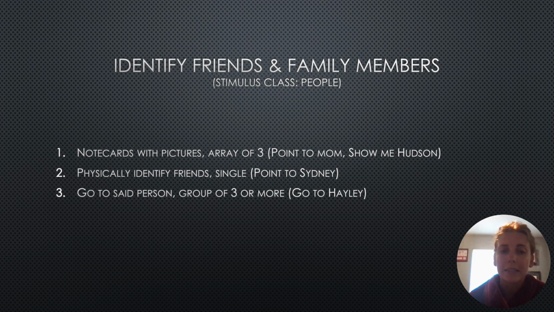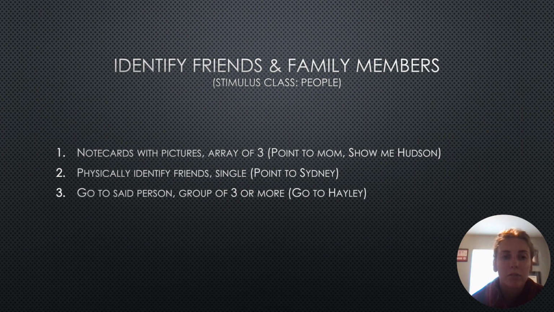So in kind of like a DTT setting, we would have 5 or 6 note cards with different pictures of people he was close to. For example, mom, dad, and some of the friends that he played with frequently at the clinic, and then the therapist that worked closely with him. And we would lay out 3 of the cards and ask him to point to mom or show me Hudson.